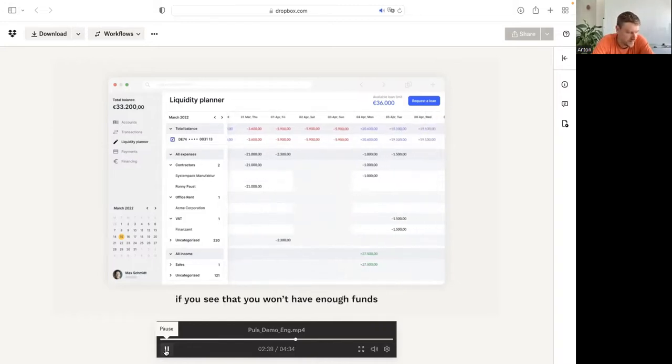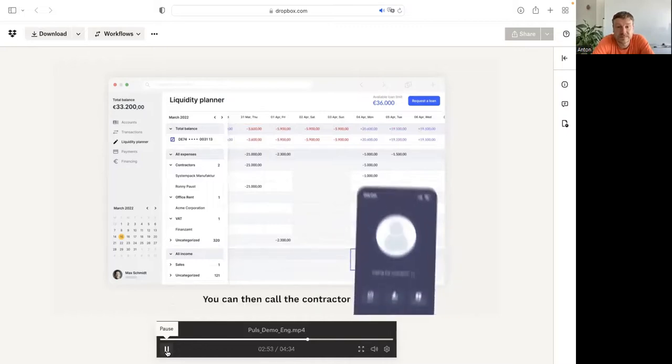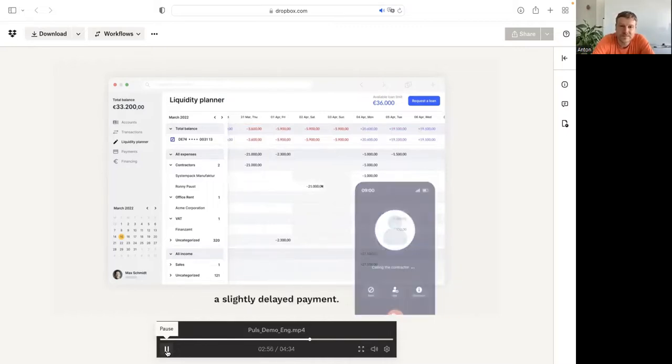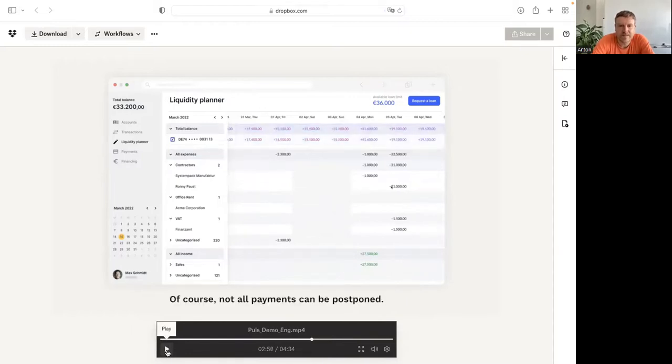For example, if you see that you won't have enough funds to pay a contractor at the end of March, you can find a solution using the data Puls provides daily. Using the dashboard, you can see that funds will be paid on 4 April. You can then call the contractor to arrange a slightly delayed payment. Basically, you should have paid your contractor earlier, but after Puls has calculated all your balances, you see there is no chance to pay on this day, but later I will get some cash, so I will be able to pay. So can I move it into the future? This is what it is all about.